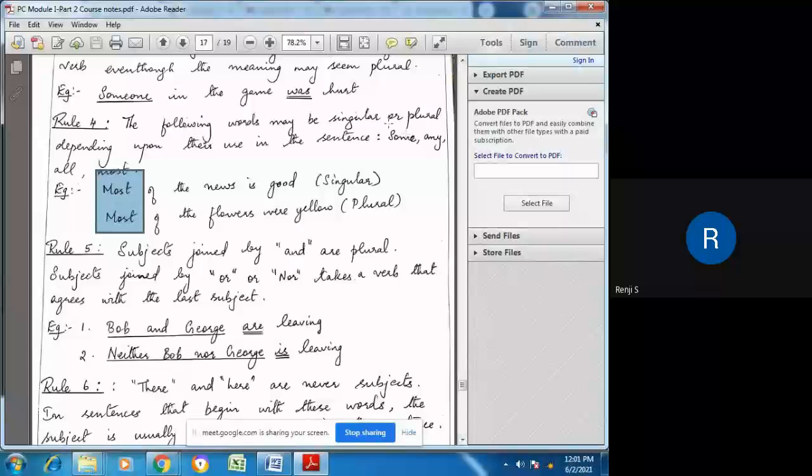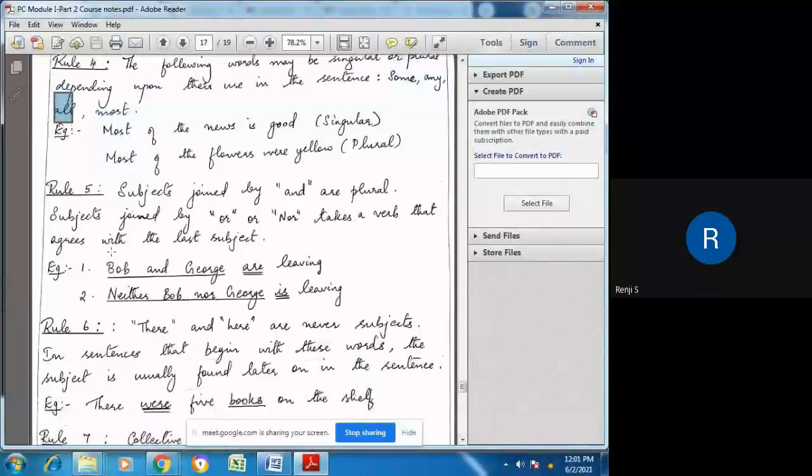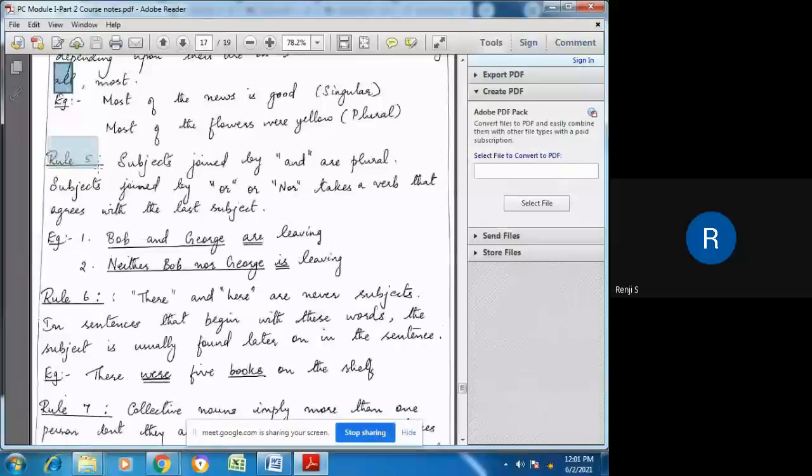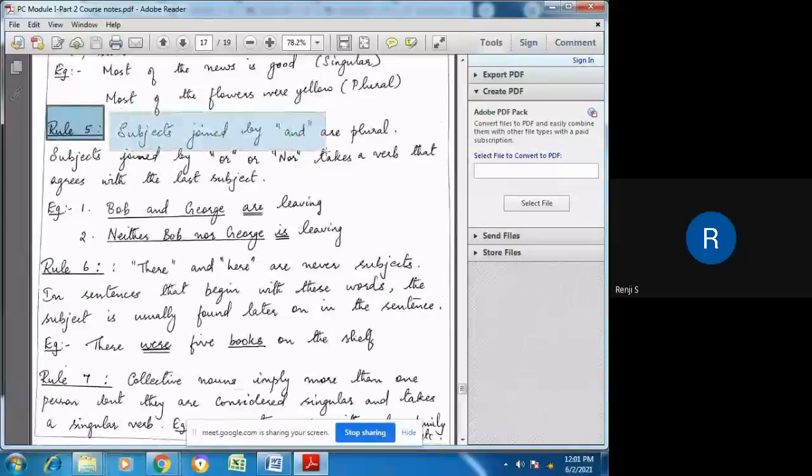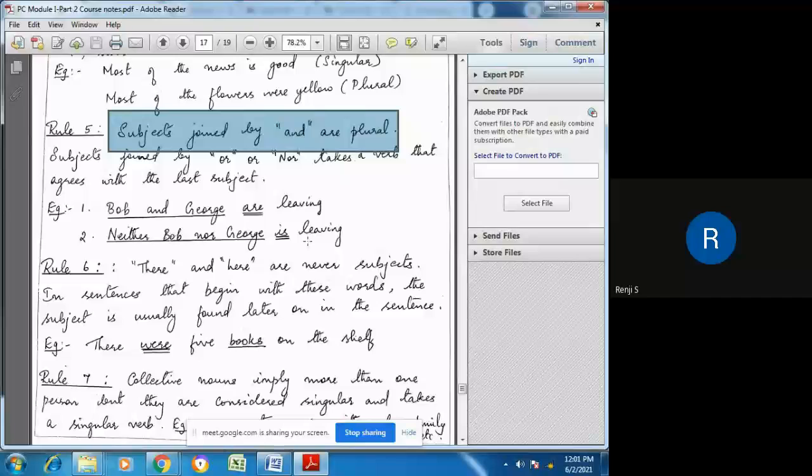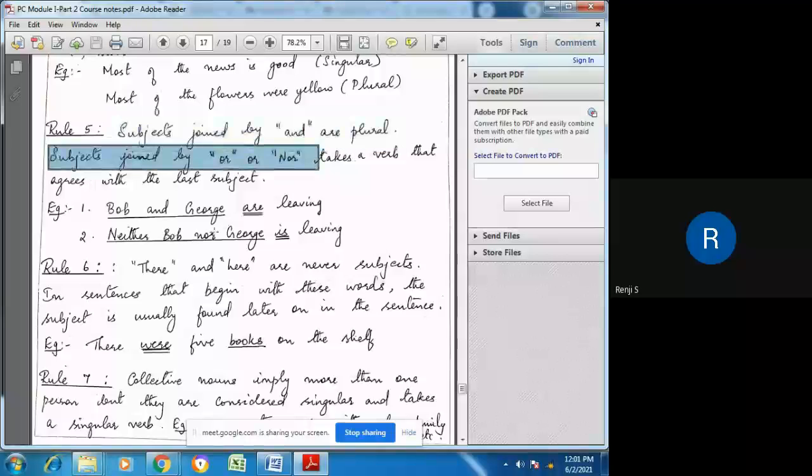Not only most, there are other words like some, any, all, etc. So that is rule 4. Now we are going to rule 5. That is, subjects joined by and are plural. That is, if you have more than one subject, and if they are joined by the word and, then they take plural verbs. Okay. See, and also subjects joined by or, nor.